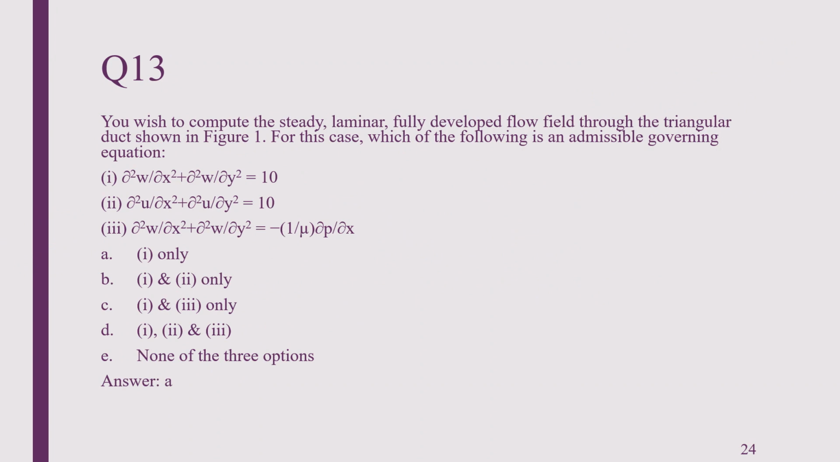In question 13, it is given that you wish to compute the steady laminar fully developed flow field through the triangular duct. For this case, which of the following is an admissible governing equation? Okay. You wish to compute the steady laminar fully developed flow field through a triangular duct shown in figure 1. So for this case, which of the following is an admissible governing equation?